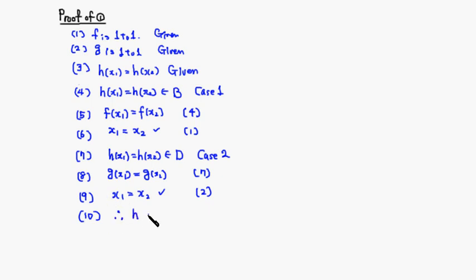We know that h is 1 to 1, so that comes from 3, which implies x1 equals x2, so 6 and also 9. Right, so that's that. So let's prove the second statement. Proof of number 2.